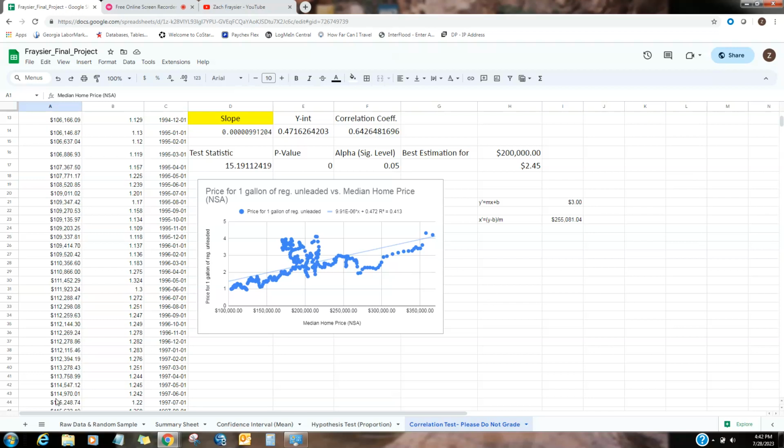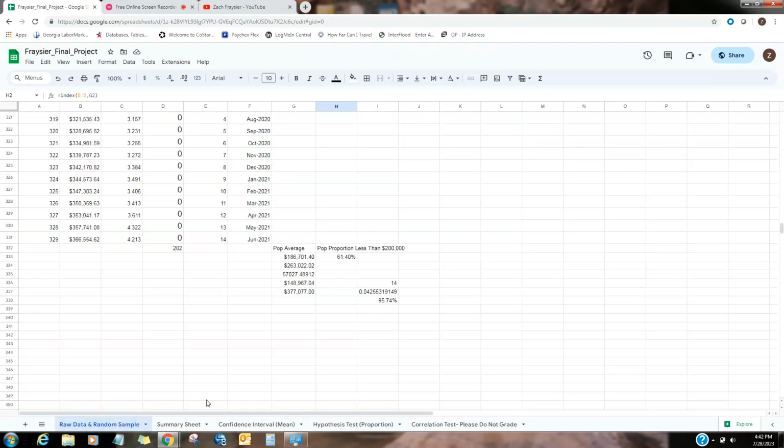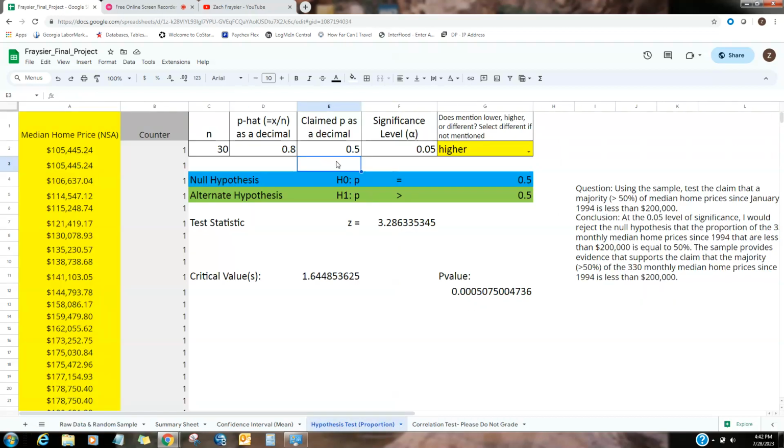One other thing with the hypothesis test, so I wanted to test this. For the population, it was actually 61%. So this is correct. It is above 0.5.